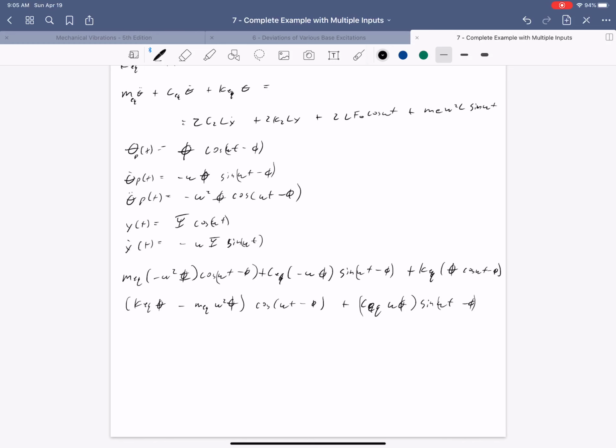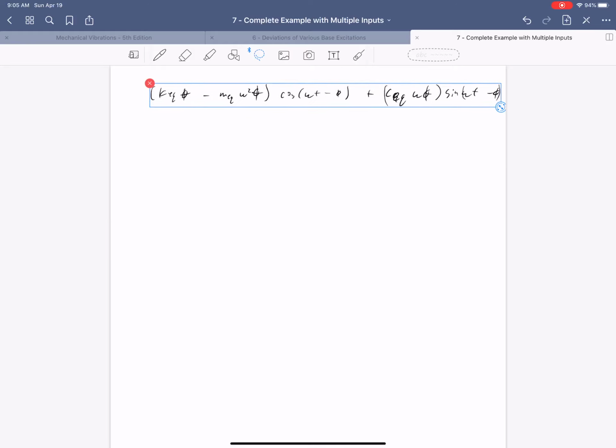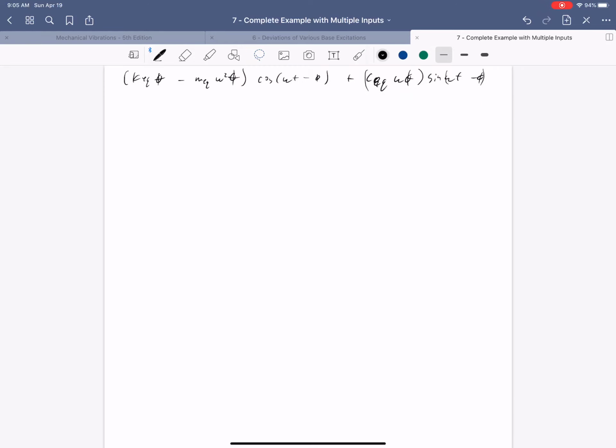Okay? Let's pull this to the next page, and we'll see what we're going to do here. Okay, and what we're going to say is, because I don't want to have to rewrite these over and over and over again, we're going to let A equal, let's make sure I follow the same notation I was using before.